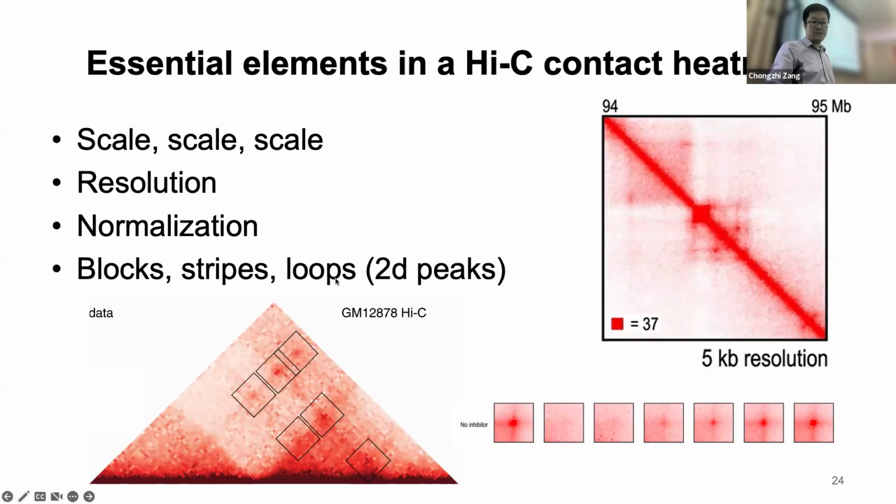All right, and stripes. And so what is a loop? A loop means that you observe a red dot in the contact map. A red dot means that two certain regions have a high chance of interaction. Then in the genome, you can imagine that would form a loop. Two specific locations are tightly interacting with each other. In data analysis, sometimes we consider this loop or red dot as a two-dimensional peak, because we're looking at two-dimensional space when we observe a peak there.